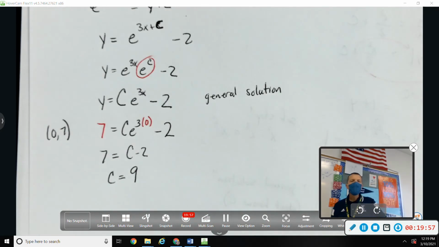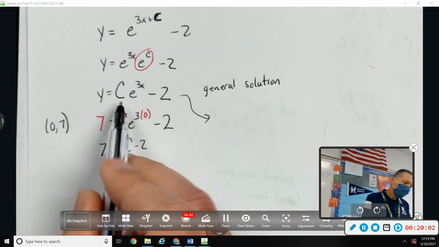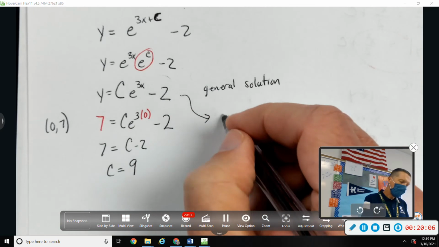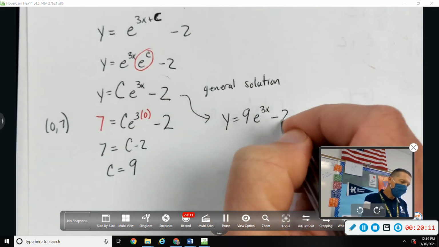Let's go back to here. Don't go all the way back up to the top. Go back to where you found y. Y equals 9 e to the 3x minus 2.